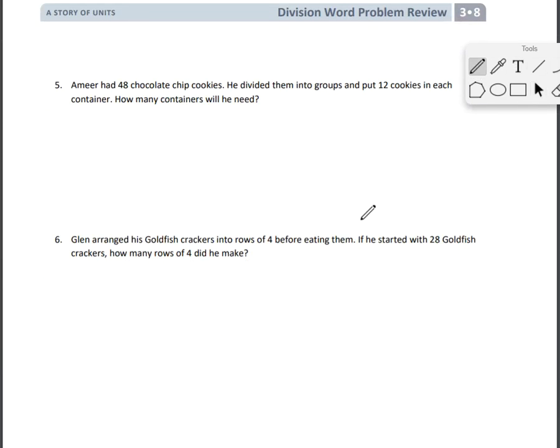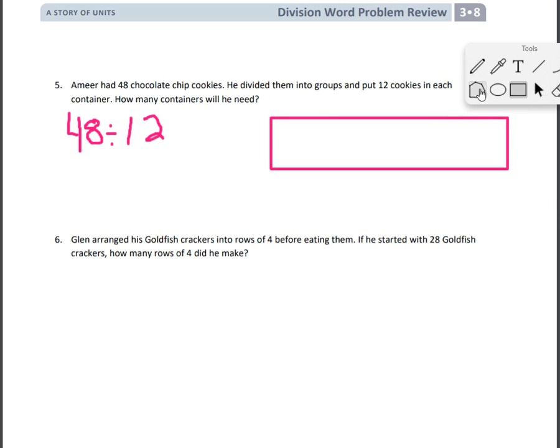All right, Amir has 48 chocolate chip cookies. He divided them into groups and put 12 cookies in each container. How many containers will he need? He will only need 1 container because he's going to give all those cookies to me. Just kidding. So here we have our lovely 12s again.